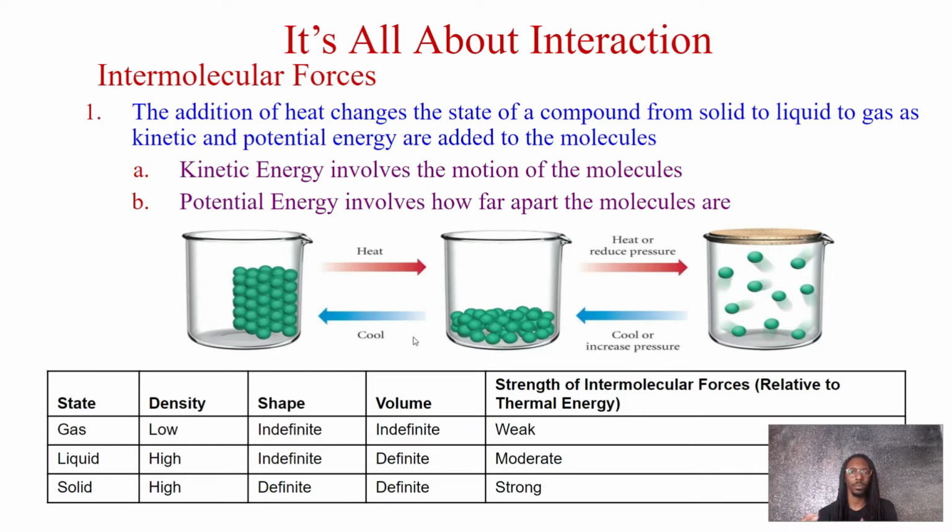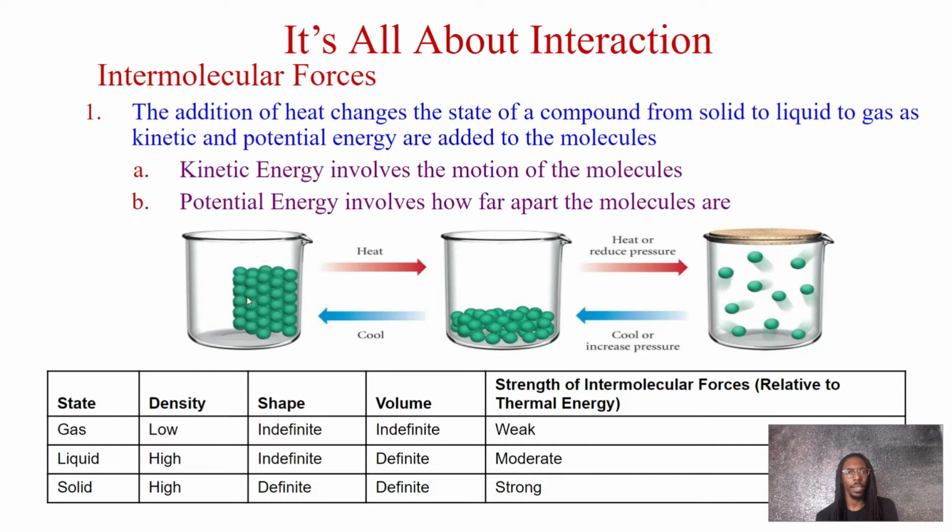Because we're talking about interactions here, let's look at these two points. A says kinetic energy involves the motion of molecules. And B says the potential energy involves how far apart those molecules are. So depending on the kinetic energy and the potential energy, that's going to give you a huge clue of what type of molecule you have.